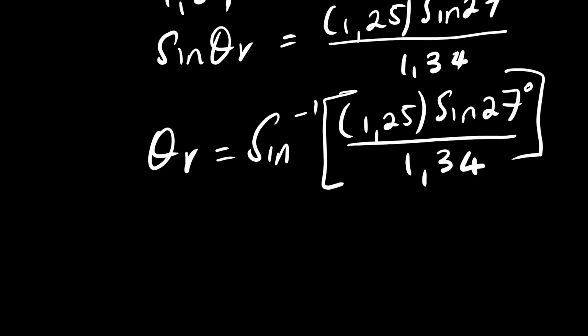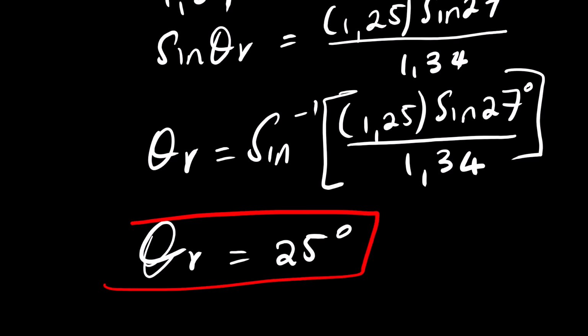Then we simply punch this onto the calculator. We will find our answer. So let me quickly punch 1.25 sine 27, then I divide by 1.34. So the angle of refraction is 25. Rounding off to the nearest, it's simply 25 degrees. This is how we use the equation. Let us go to the next example.